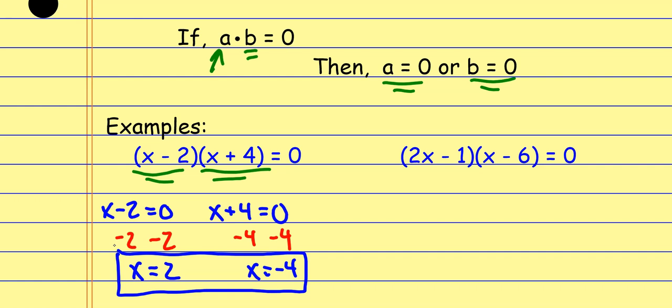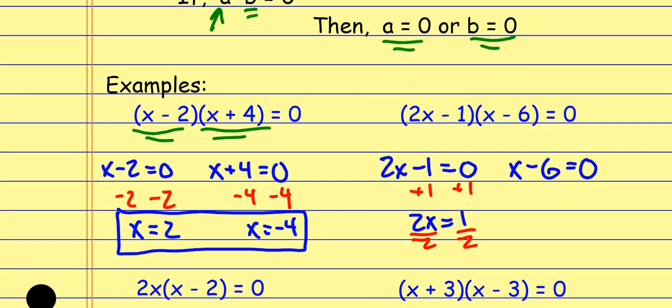Okay? This one, same kind of thing. I have two things being multiplied. The first thing is a 2x minus 1, and the second thing is an x minus 6. So all the zero factor property says is one of those things has to equal 0, so I do the 2x minus 1 equals 0, do the x minus 6 equals 0, and now I solve each of these. Here, I'll just add that 1 to each side, and then I divide by the 2.